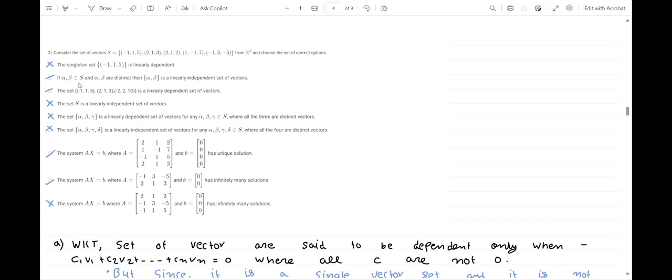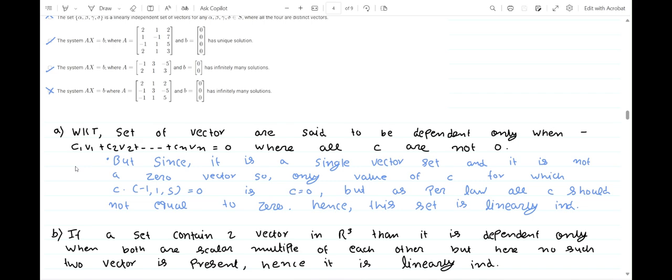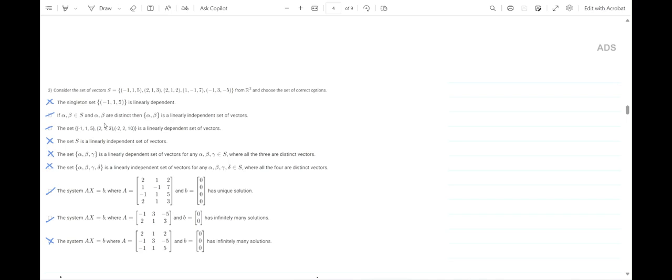The first option says that the singleton set of (-1, 1, 5) is linearly dependent, but we know that a set of vectors is said to be dependent only when its linear combination is equal to 0 where not all the c's are equal to 0. Since it is a single vector set, and it is not a zero vector, the only value of c for which this given set will be equal to 0 is c equal to 0, but as per the definition, not all c should be equal to 0. Hence this set is going to be linearly independent, which means that the first option is wrong.